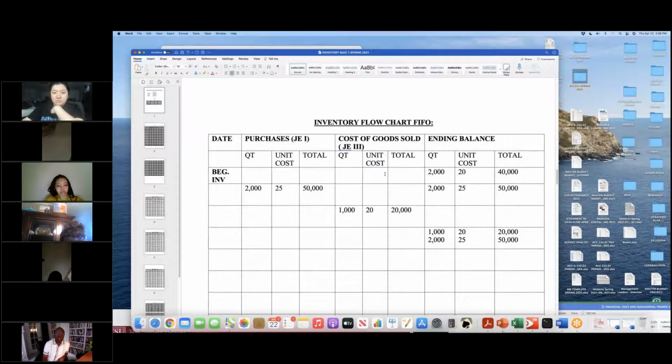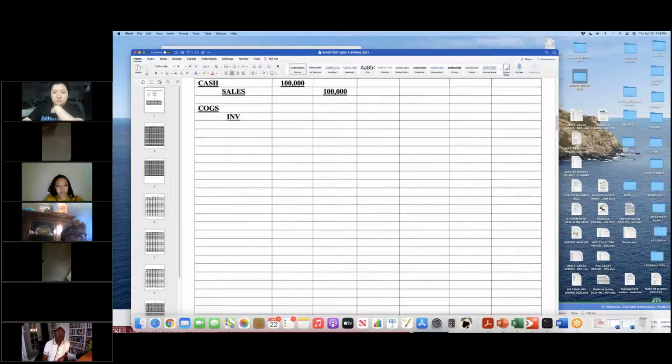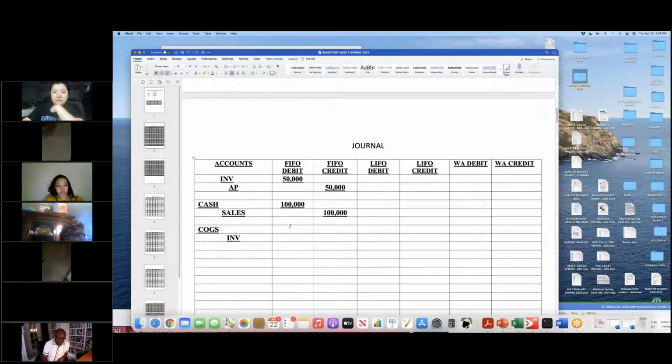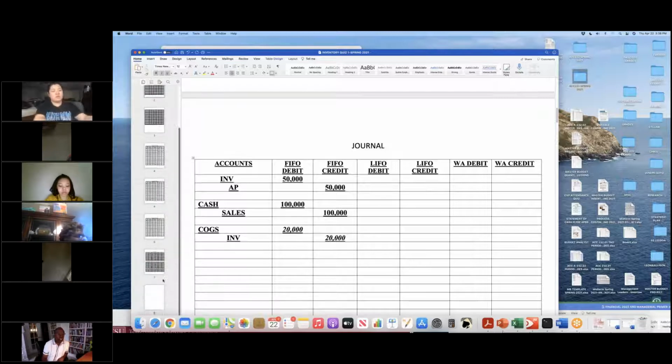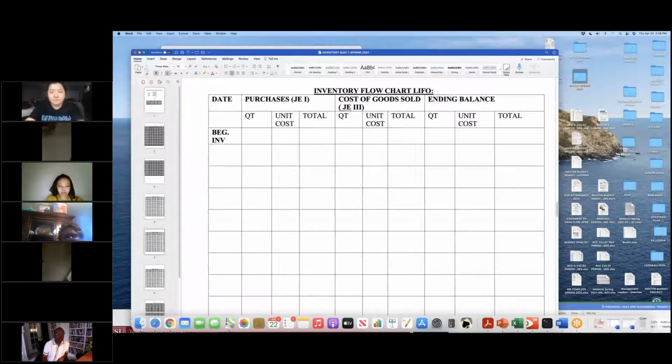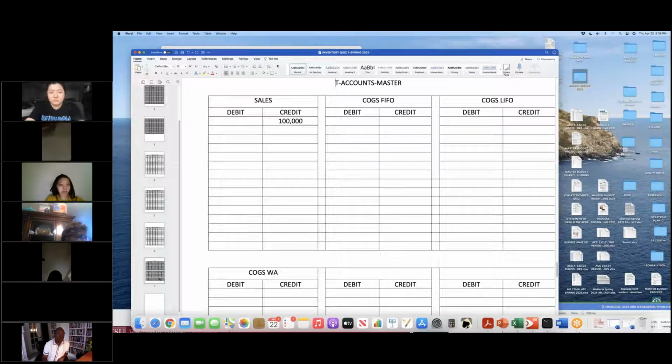No, we didn't put this cost of goods sold in here yet. Our cost of goods sold is what, 20,000? So we're going to put 20,000 here. And every time we have a credit to sales or debit to cost of goods sold, we go ahead and put that in the T account. So we're going to debit cost of goods sold for 20,000. All we're doing is working with FIFO.